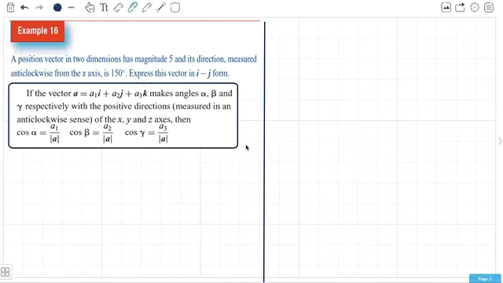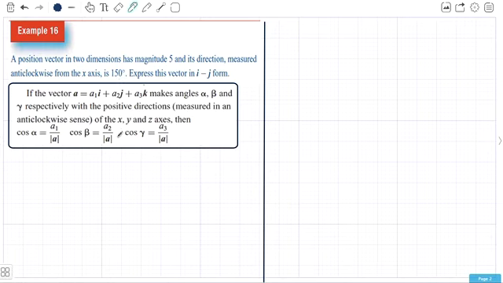This worked example is kind of the reverse of example 15, and we're using those same formulas for a vector which has a1, a2 and a3 as the coefficients of i, j, k, and where alpha, beta and gamma are the angles that are made with the x, y and z axes respectively. Now we have a position vector that's given to us in 2 dimensions. It has a magnitude of 5 and its direction measured anti-clockwise from the x-axis is 150 degrees.